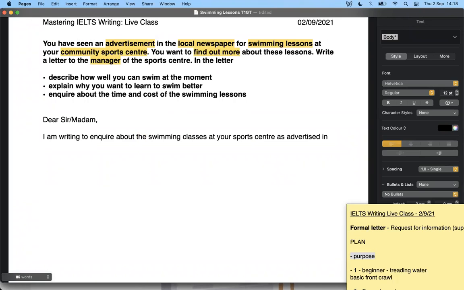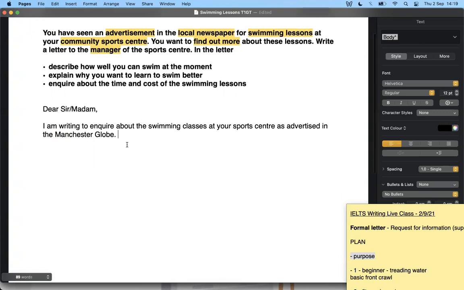we wouldn't say the local paper. Maybe we could come up with a name for the local paper. Usually they want to know which paper it was advertised in. So we've just got to come up with some random, invented paper. Let's say the Manchester Sun, Globe, whatever. But notice what I'm doing here as well. Think about the punctuation. When we have a publication, we capitalize the words. So the Manchester Globe, but it could be whatever you want to invent there.